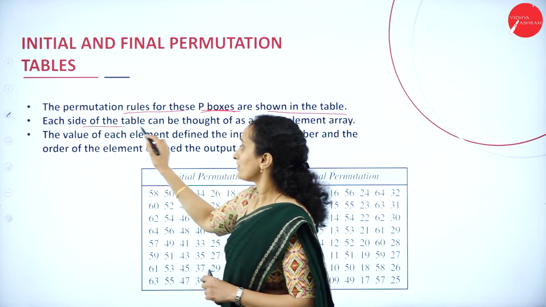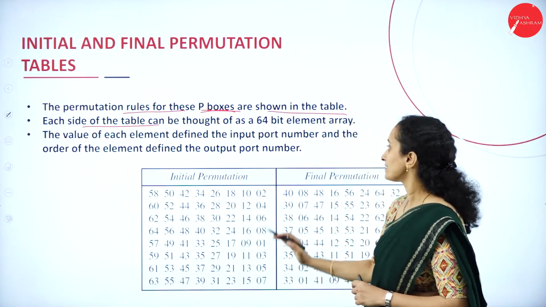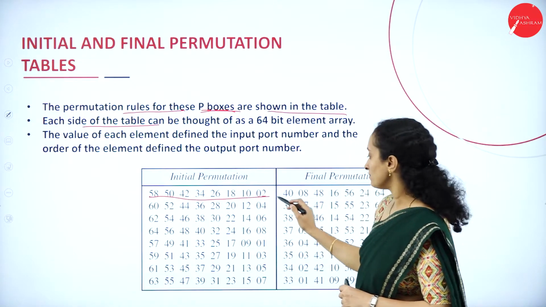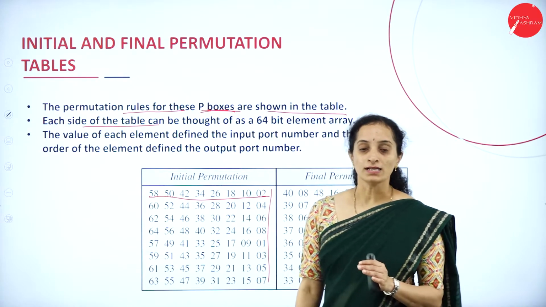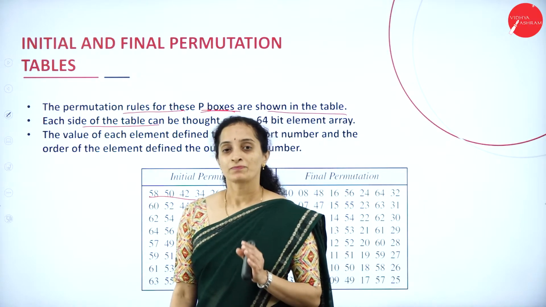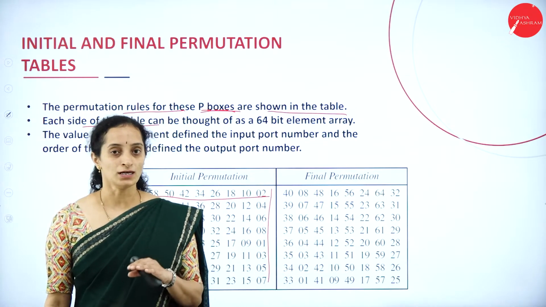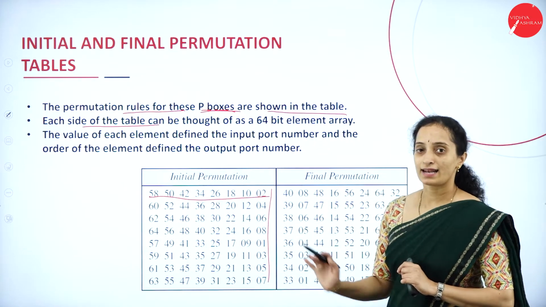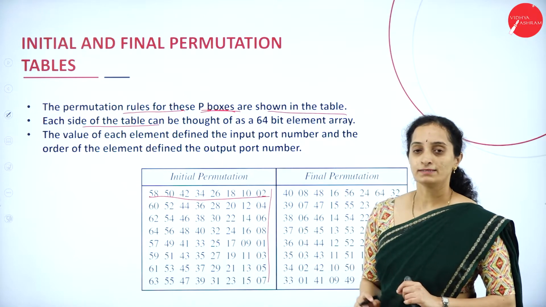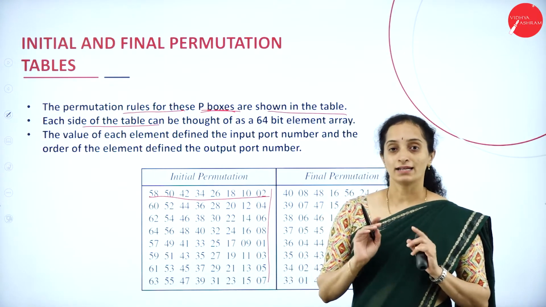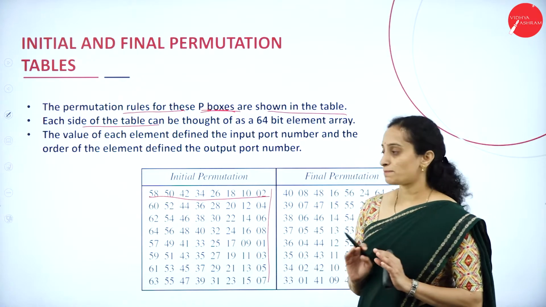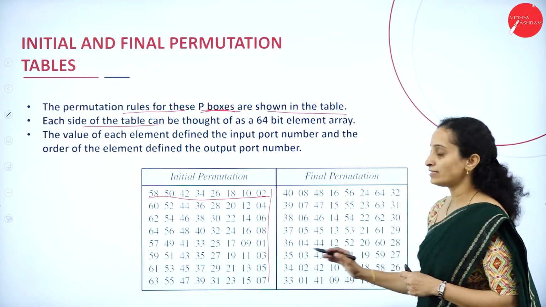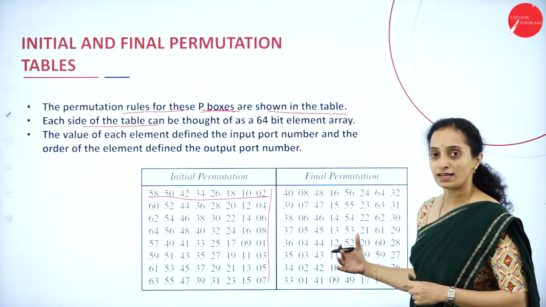Each side of the table can be thought of as a 64-bit element array. We have 64 bits, isn't it? 8 columns and 8 rows. Total 64 elements are there. As I said, there are 64 inputs to the P box and 64 outputs. So the table has an array of 64 bits, represented as an 8 by 8 matrix, or 8 rows and 8 columns. Same with the initial permutation and final permutation.